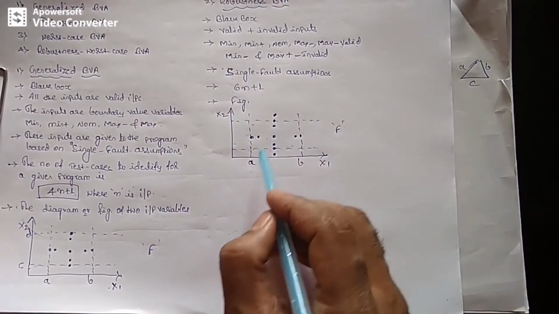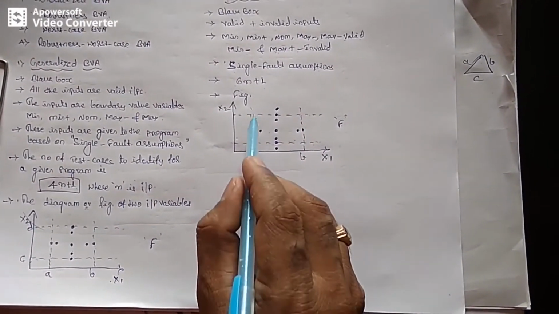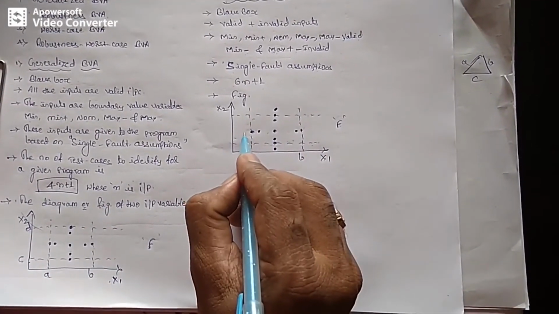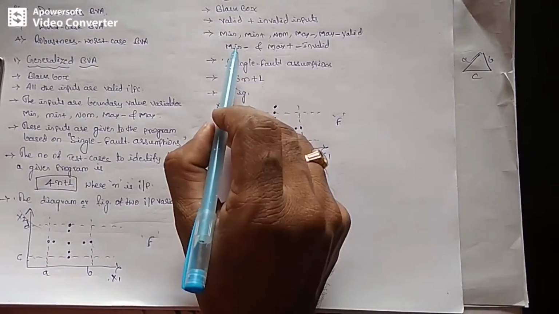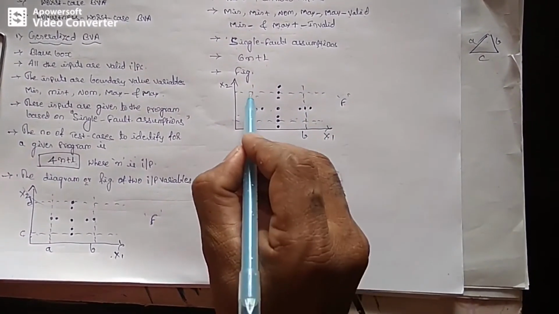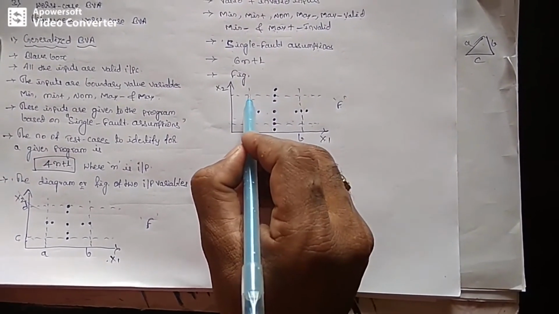Now, I am considering this as the lower limit and this as the upper limit. Similarly, for this one, this is the lower limit and this is the upper limit. Then this point becomes minimum minus and this point becomes maximum plus. You can see these points are outside the range.